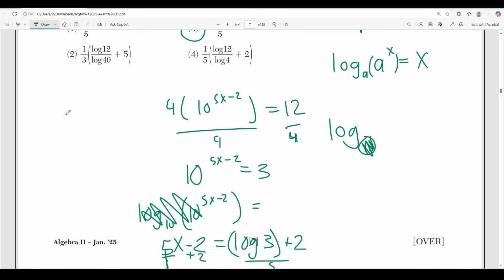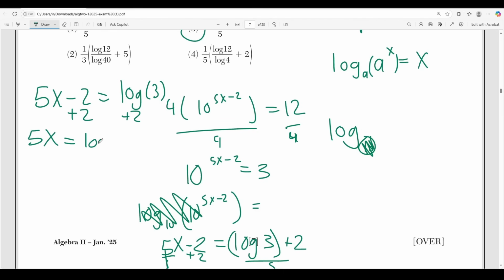All right, I'll run it through for you guys again. If you have 5x minus 2 is equal to log of 3, to get x on its own, you're going to add 2 to both sides. You get 5x is equal to the log of 3 plus 2, and then you divide both sides by 5 to get x is equal to the log of 3 plus 2 divided by 5, right? Which is going to be choice 3.